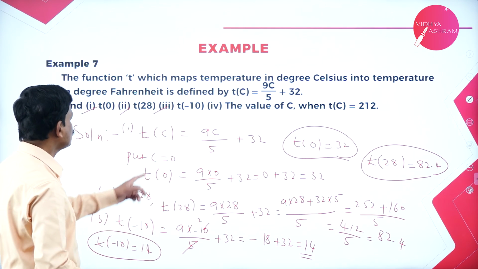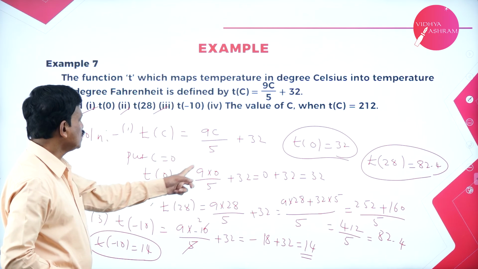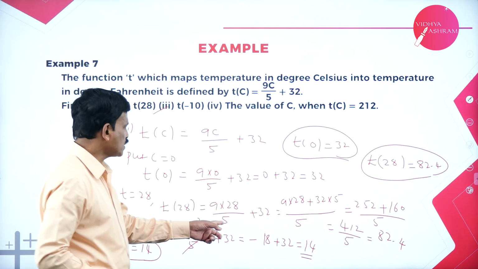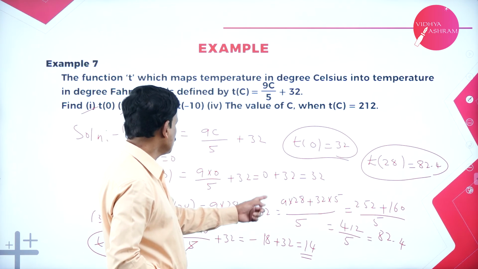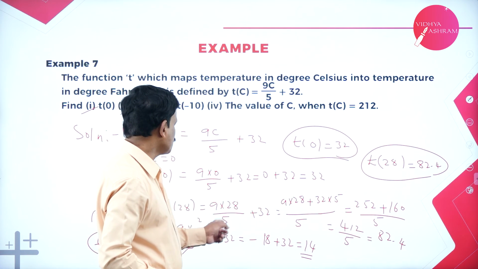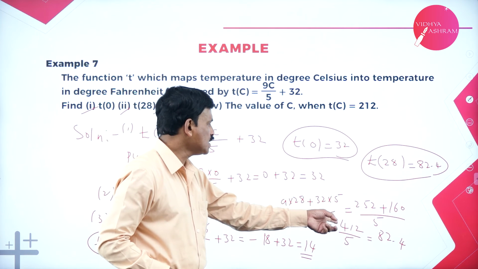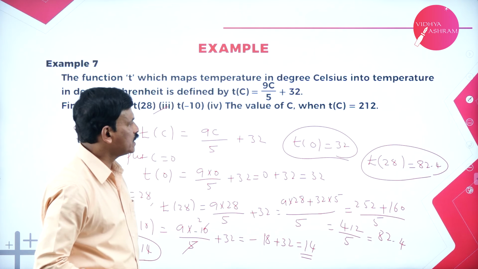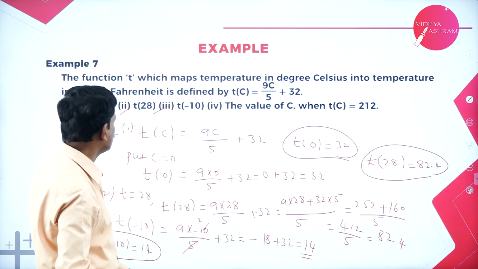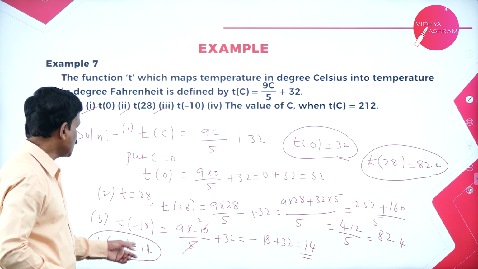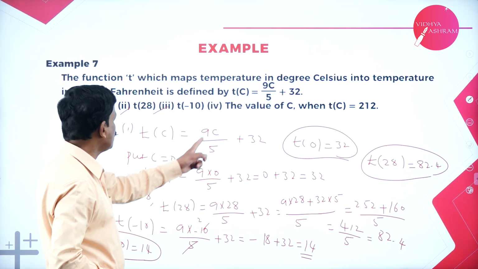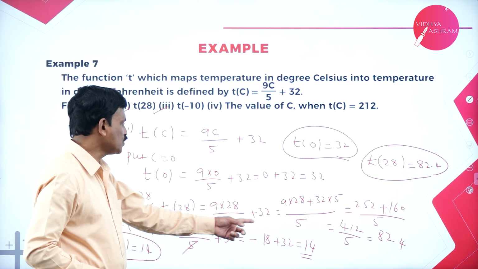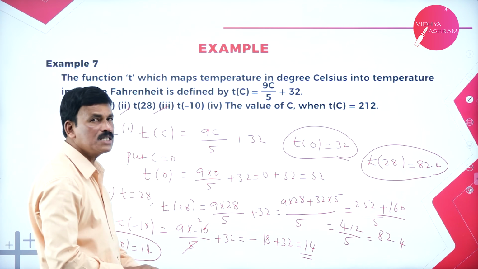That's it. See here, put C is equal to 0. This becomes 0 plus 32 is 32. Put C is equal to 28: 9 into 28 by 5 plus 32. Take LCM, 5 is LCM. So, 9 into 28 is 252 plus 32 into 5 is 160. That is 412 by 5 is 82.4. So, T of 28 is equal to 82.4 Fahrenheit. Now, put C is equal to minus 10: 9 into minus 10 by 5, the 5 twos get cancelled, 9 into minus 2 is minus 18, minus 18 plus 32 is 14. So, T of minus 10 is 14.